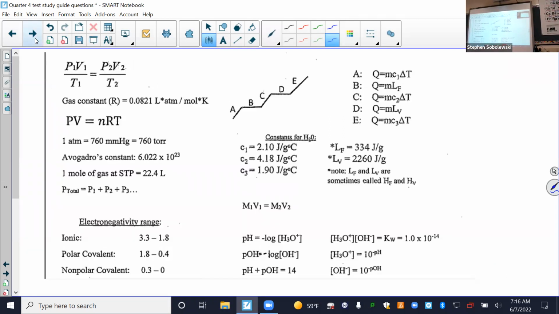I want to take a minute and talk through the formulas sheet. You should have this with you as you work through these problems so you can see what you need to memorize and what you don't. And as you can see, there's very little you have to memorize.